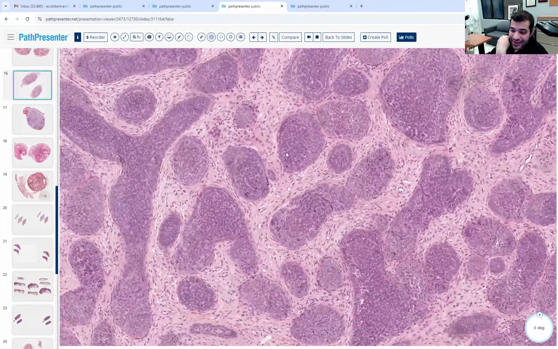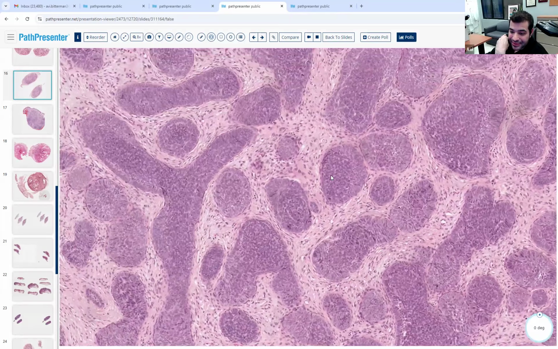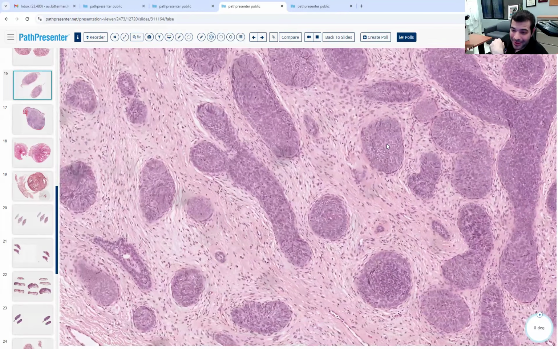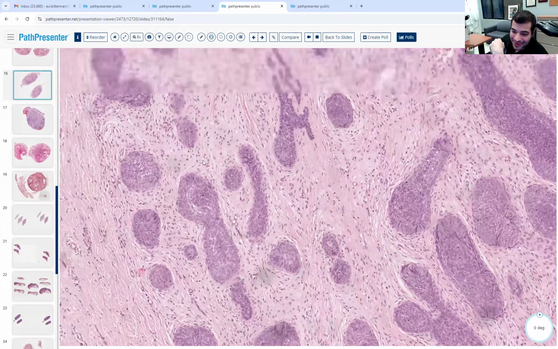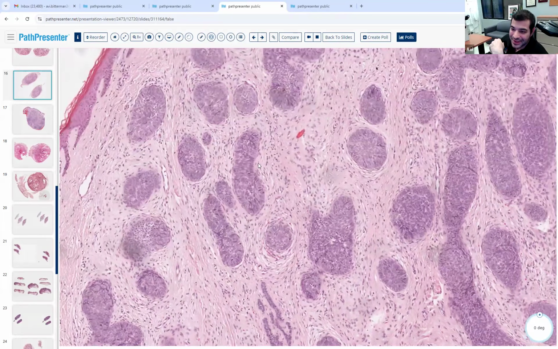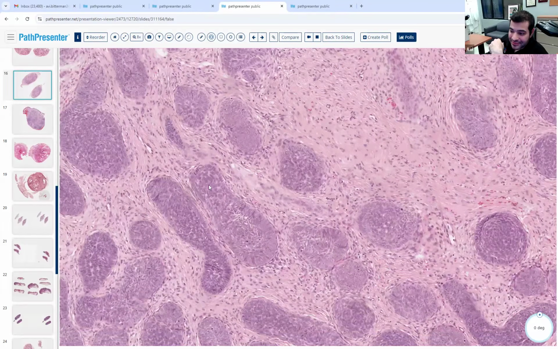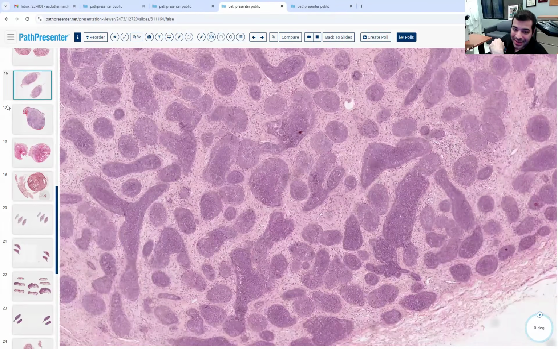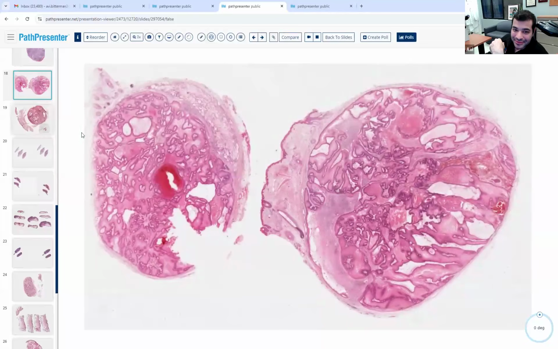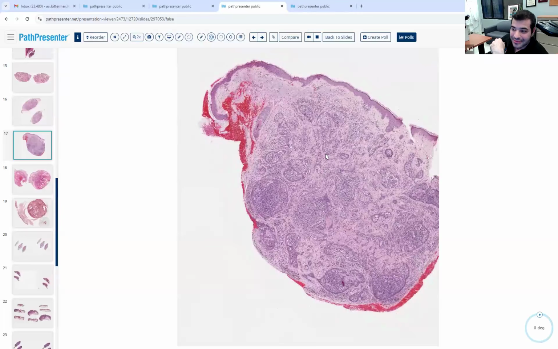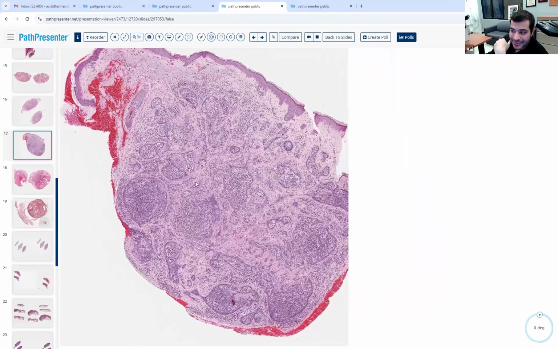I find it easier to find papillary mesenchymal bodies in trichoepitheliomas than trichoblastomas, at least the classic ones. But yes, that's the main difference there. What about this one?